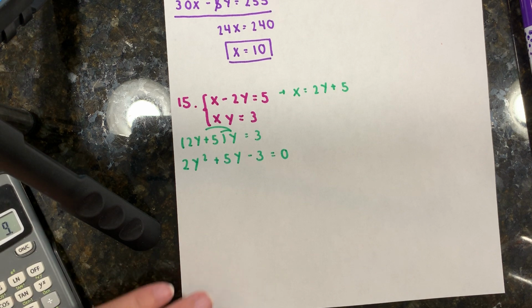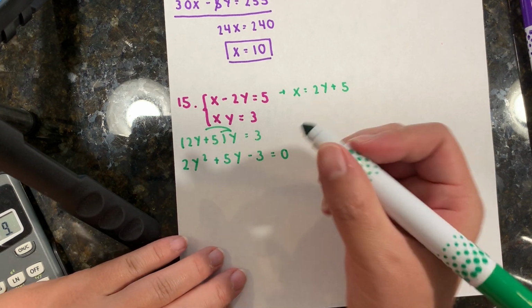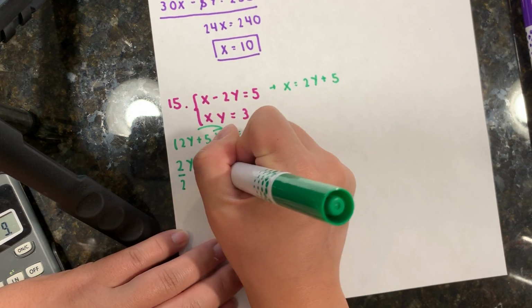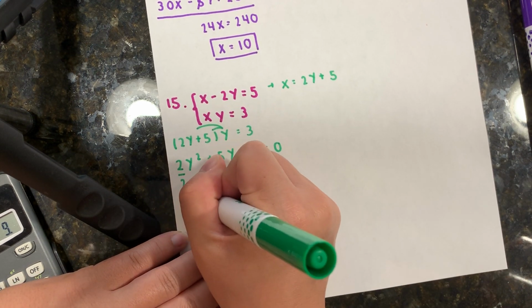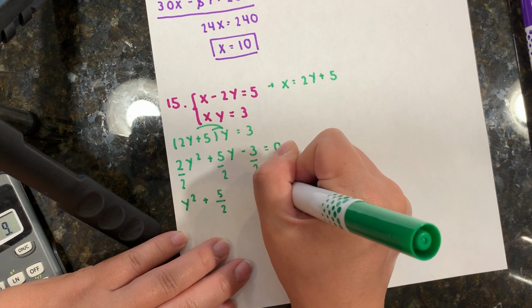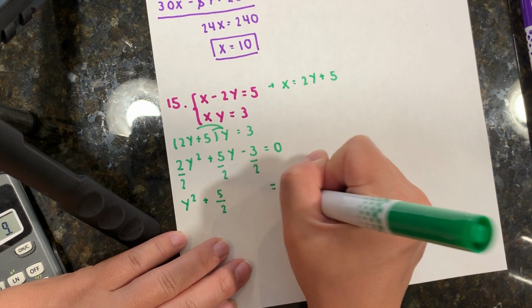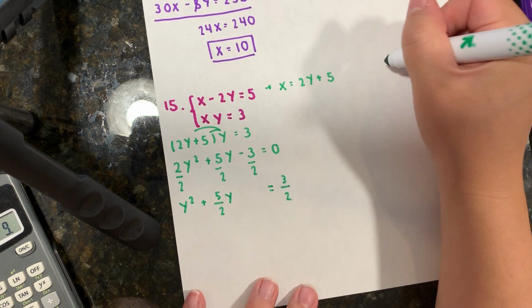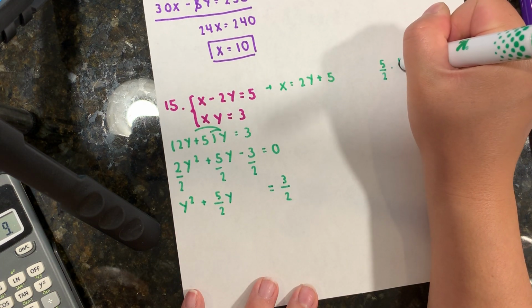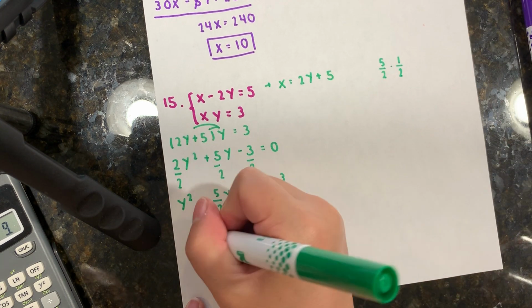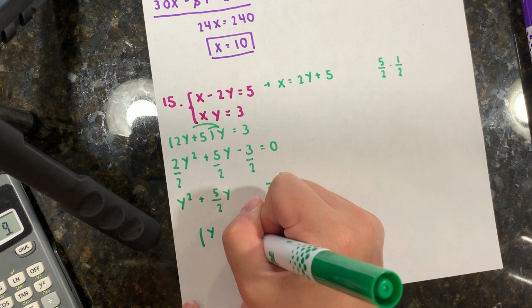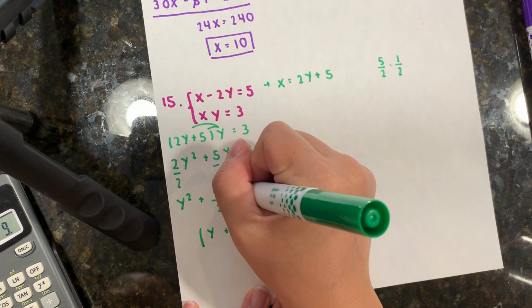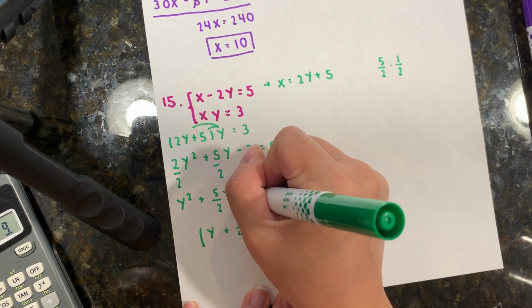Now to solve for y, I'm going to either do quadratic formula or complete the square. Since I think I did quadratic formula on the last one, I'm going to complete the square. So I'm going to divide everything by 2 and move the 3 over 2 to the other side. So I get y squared plus 5 over 2 y equals 3 over 2. Now I'm going to take half of the 5 over 2, which would make it 5 over 4. So y plus 5 over 4, and when I square it, I get 25 over 16.